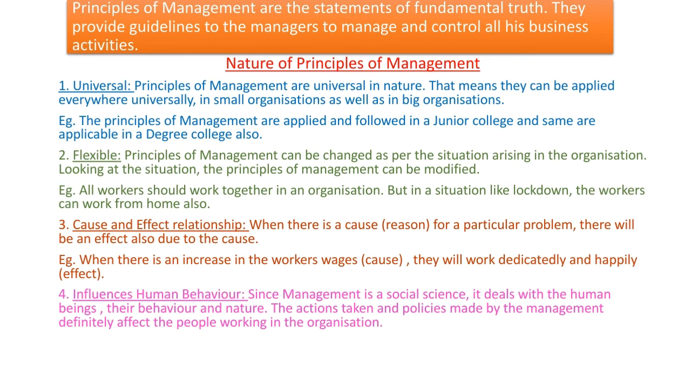Same way, management also talks about human beings. Manager is a human being. He deals with the workers. They are also human beings. So manager, management, workers, all are human beings. So we can say management is dealing with human beings. So whatever decisions the management is taking, it will have an effect on the human being. And human nature is not constant. Human nature is changing. Therefore, it is called a social science.